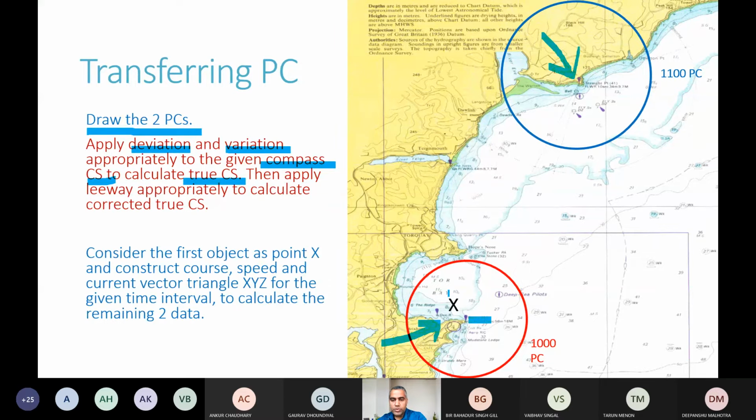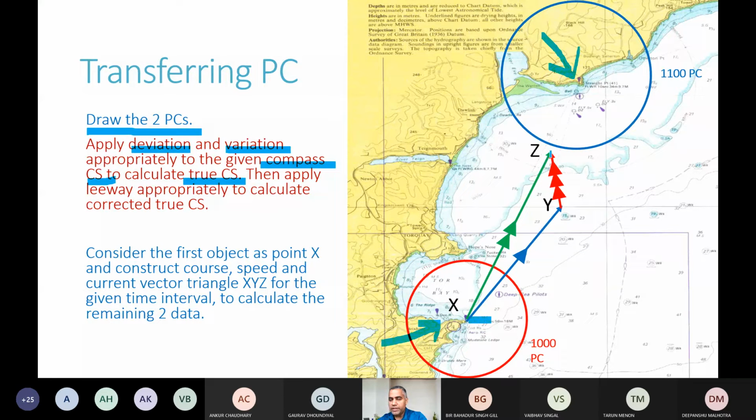So the first object is taken as X. We construct the XYZ triangle, that is the course speed current triangle. We apply the course steered and mark it with a single arrow. We get position Y. We apply the current set and the rate of the current. We get to position Z, which is our estimated position. We can draw the XZ vector, and if they have asked you to find out the CMG and SMG, from this XZ vector you get your course made good as well as the speed made good.